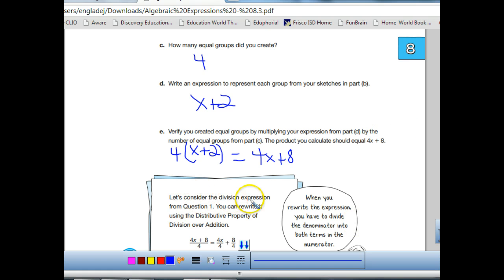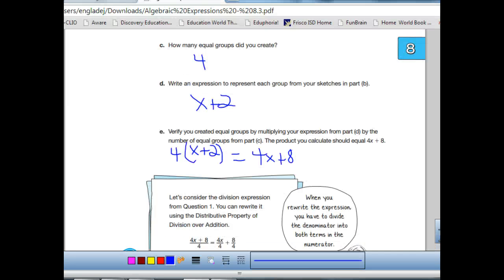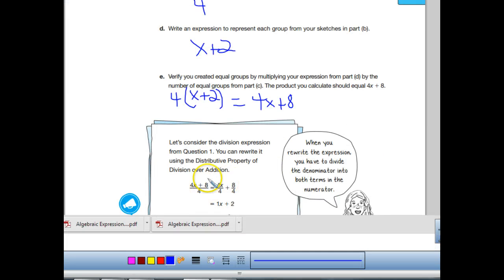So it says, let's consider the division expression from question 1. You can rewrite it using the distributive property of division over addition. Okay, so let's see what it says. It says 4x plus 8, and then I divided that whole entire expression into 4 equal groups, right? Let's see if I get a better view of this. Nope, I don't get a better view of this. Okay. So what does it say?